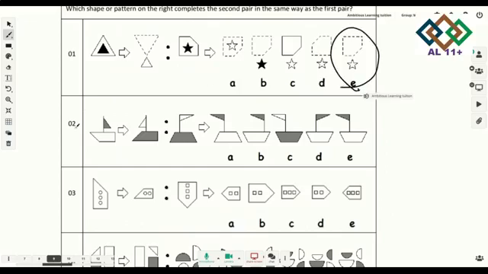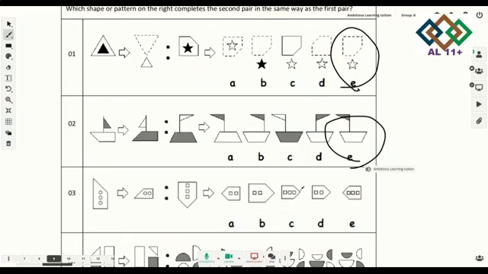Let's look at number 2 now. In number 2, the bottom shape is flipped vertically and the sail is flipped horizontally. If you look at the gray and white, they're changing. This becomes white, this becomes gray. So this is the pattern that's going on. So what do you think the answer would be for this one? It's definitely E. Good.